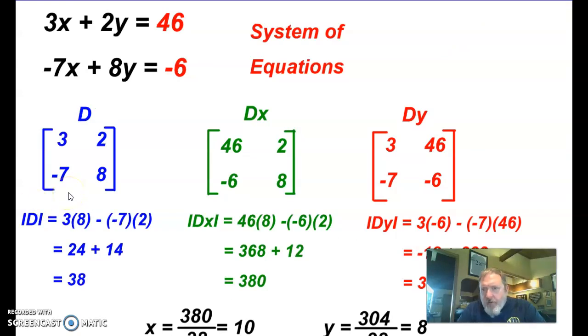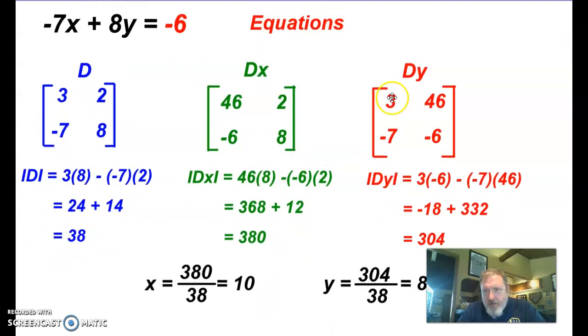All right, so here's another example. And again, you can see that here's my system of equations. So I have my x and y coefficients. For Dx, I replace 3 and -7 with 46 and -6. And for Dy, I replace 2 and 8 with 46 and -6. Again, we'll find our determinants, cross multiply. So 24 minus -14 is 38. 368 minus -12 or plus 12 is 380.